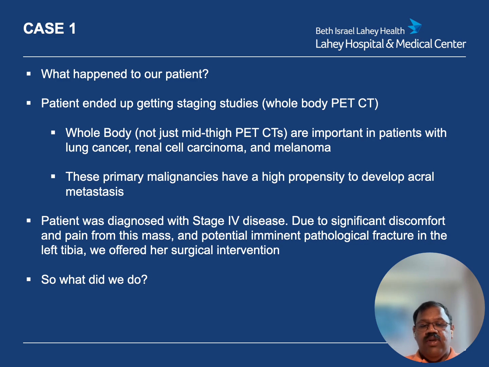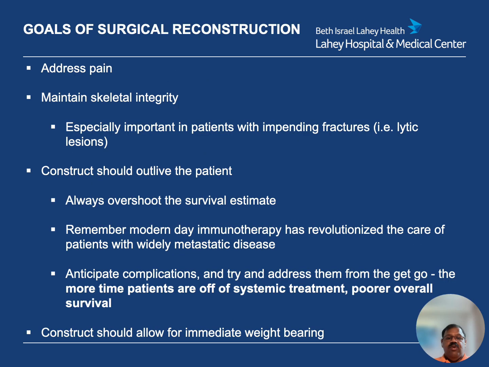Patients are diagnosed with stage 4 disease, ultimately in our case, because she had bone metastasis, and because of the significant discomfort and pain that she was having from this mass, and the potential imminent pathological fracture in the tibia, because both her medial and posterior cortices were largely eroded through, we did offer her surgical intervention. So what did we ultimately end up doing? We ended up treating the site of metastasis with the goal of addressing her pain, trying to maintain skeletal integrity as much as possible.